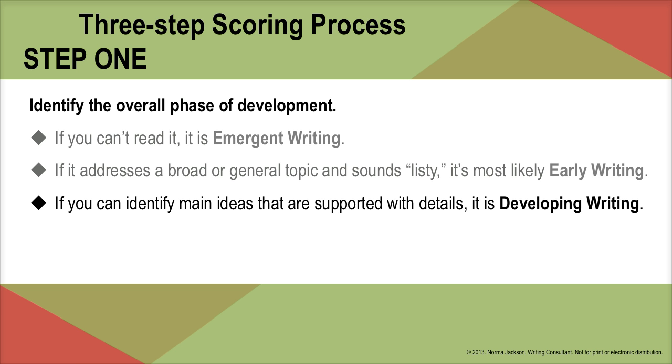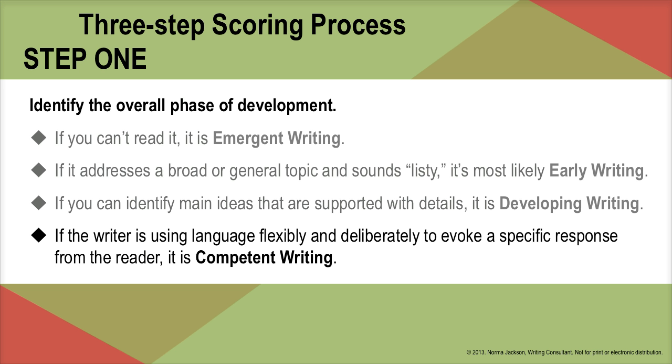If you can identify specific main ideas that are supported with details, it's developing writing. The writer is developing fewer ideas in greater detail. If it's clear that the writer is using language flexibly and deliberately to evoke a specific response from the reader, it's competent writing. The writer develops a narrow, controlled topic with a specific audience in mind.